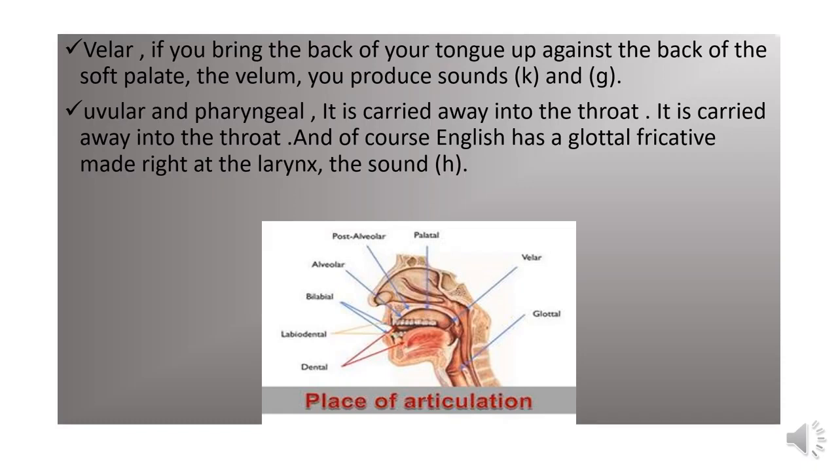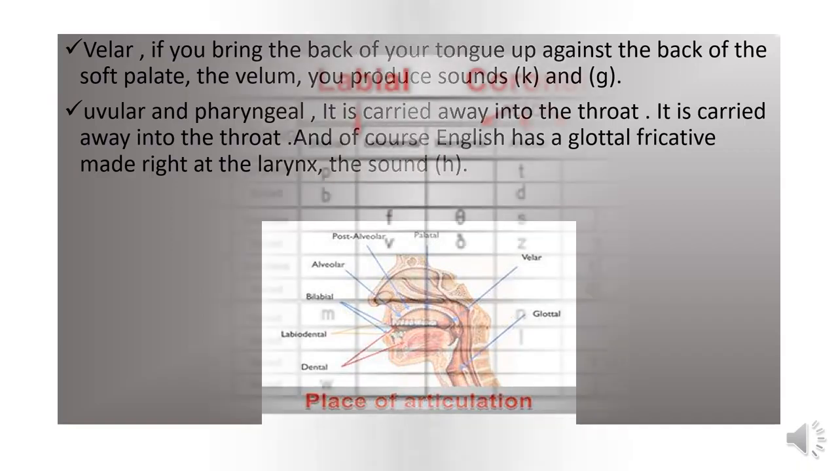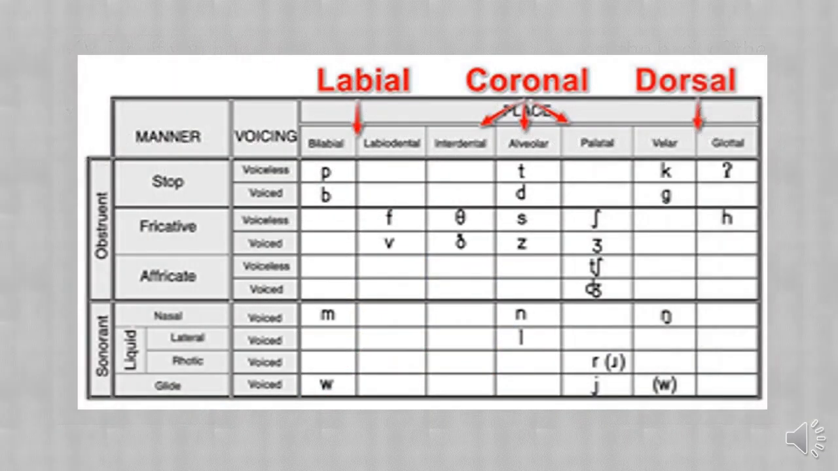Uvular and pharyngeal, it is carried farther back into the throat. And of course, English has a glottal fricative made right at the larynx, the sound H. There are also many others. Let us see this in the following table.